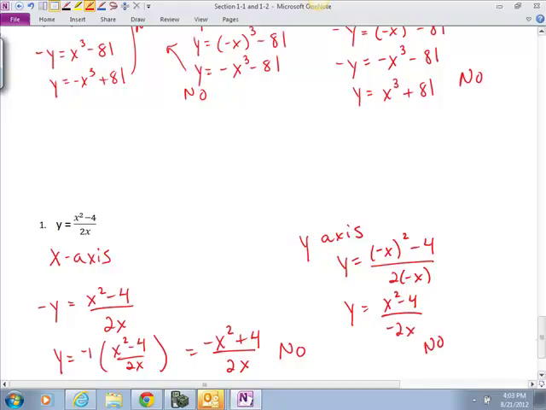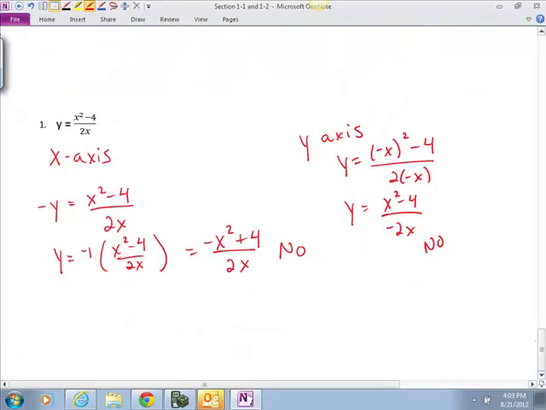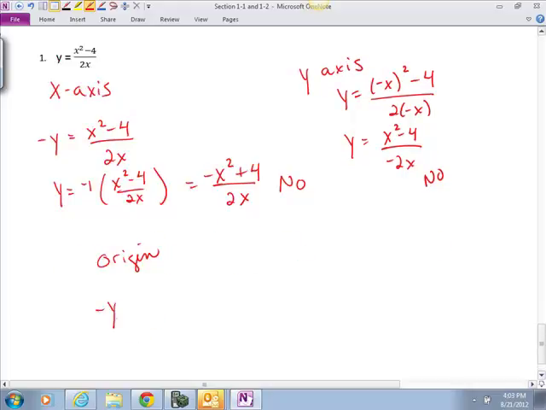And so by now you probably know that the origin symmetry is not going to work, because if you don't have x and y, you're not going to have origin. But you can replace, for the origin, you can replace y with -y and x with -x, and see maybe if it'll work. And so let's see, this is going to clean up how. So we'll have -y equals, that -x squared will just be x squared minus 4 over -2x.